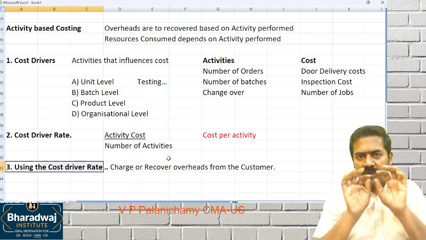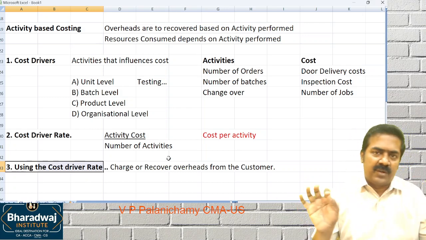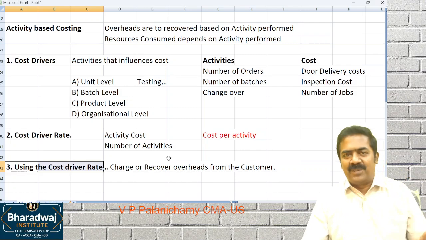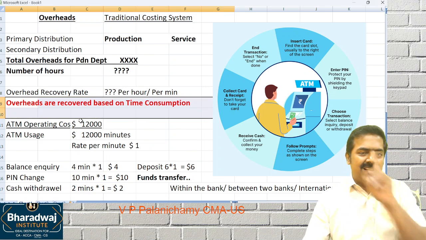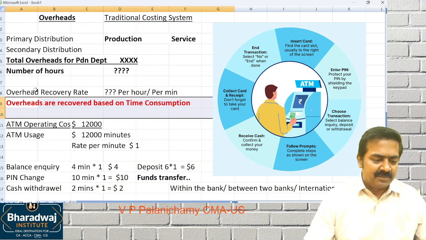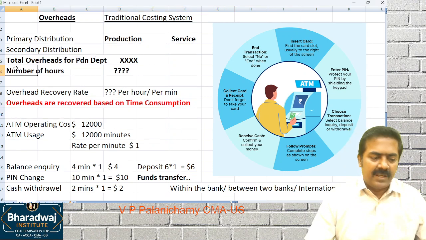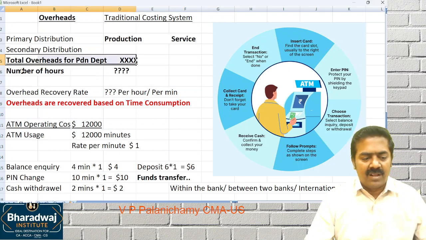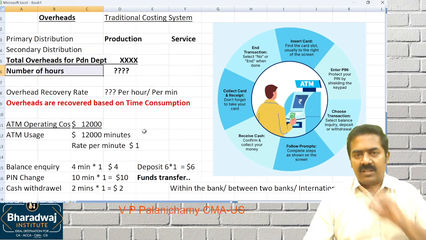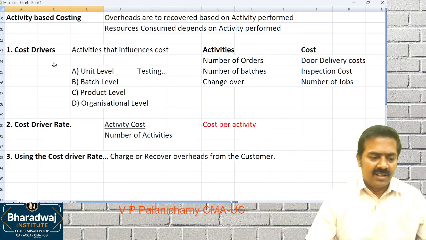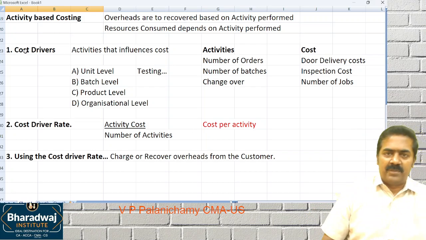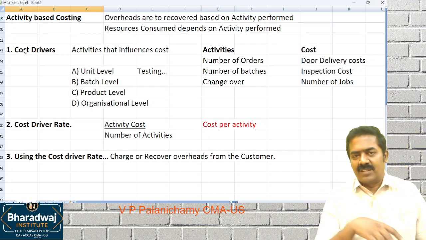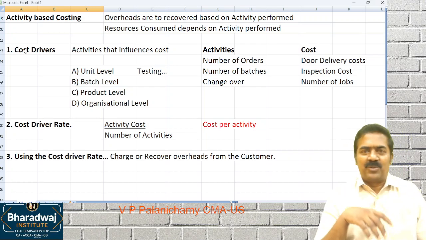Sir, if I have to say in one or two sentences, from an examination point of view, what is the difference between traditional costing and this costing? Traditional costing has a single base. What is the single base? Total overheads divided by number of hours, and you get cost per hour. Using that, you charge the cost. Here, there is no single base. We allocate the cost based on the different activities performed. Otherwise, in the traditional method, it is one division, one multiplication, over.